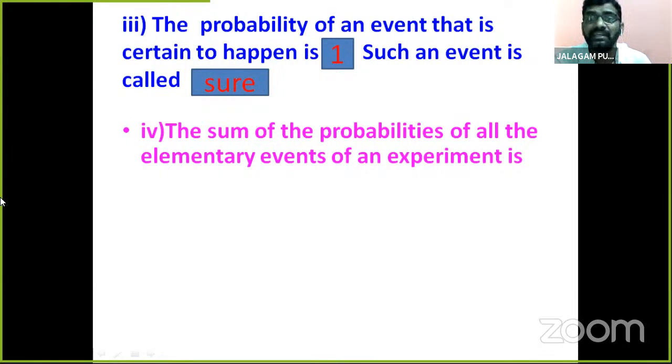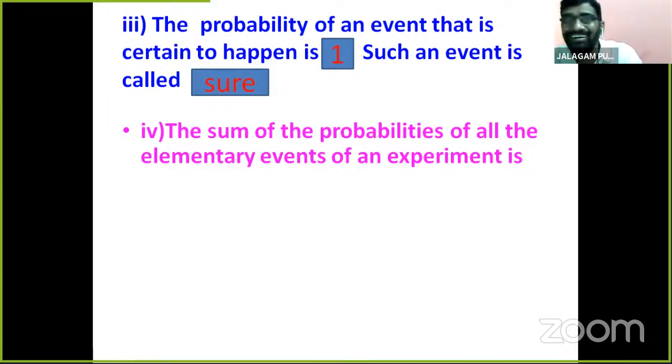The sum of the probabilities of all the elementary events in an experiment is 1. Another example: when we roll a die, what is the probability of getting 1 on the top? 1 by 6. Getting 2, 1 by 6. Getting 3, 1 by 6. Getting 4, 1 by 6. Getting 5, 1 by 6. Getting 6, 1 by 6.